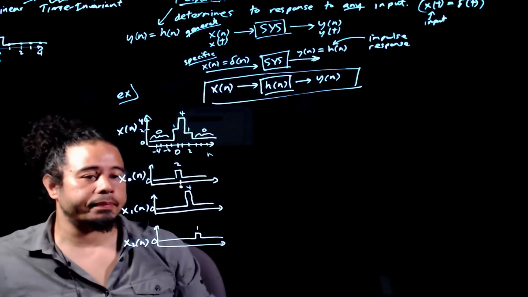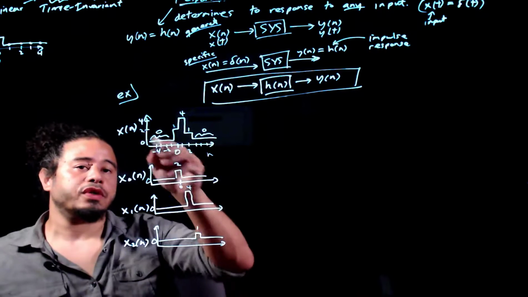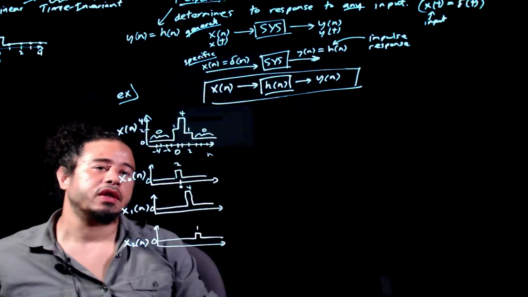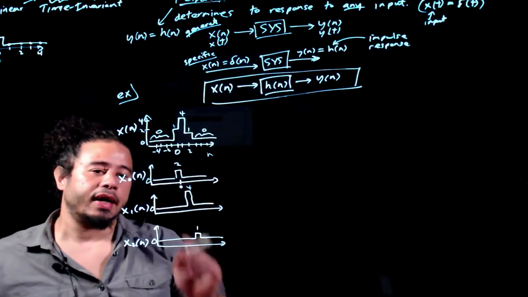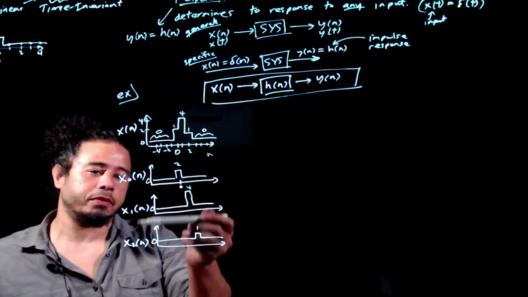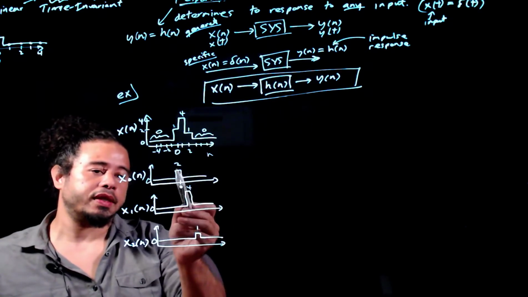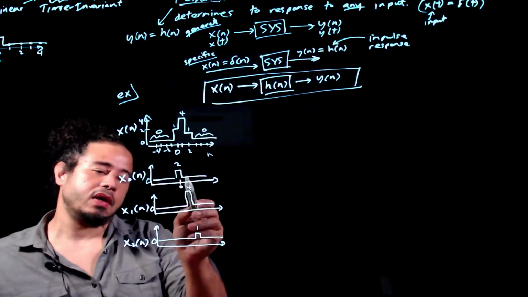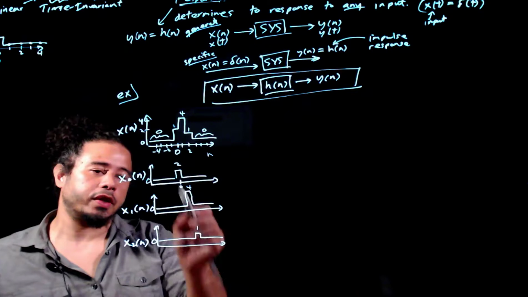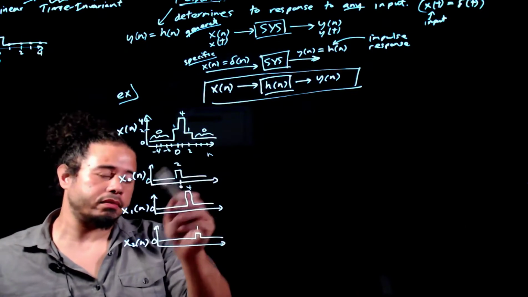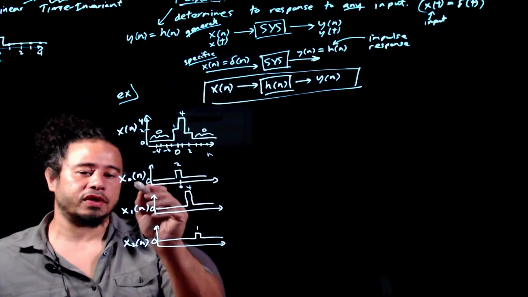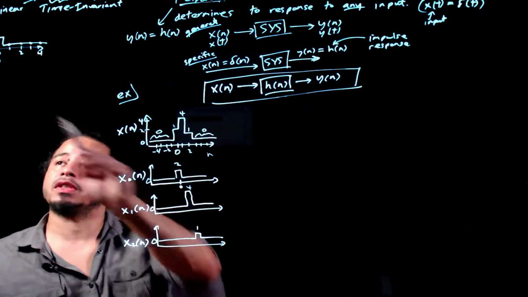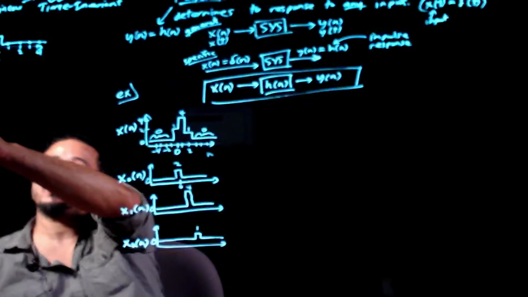Okay, and so we can take this x of n that has non-zero values at several different time points, and then break it down into the sum of components, each of which has a value only at a single time point. Okay, and these are just sort of shifted versions of one another, and more generally, these functions x0 of n, x1 of n, and x2 of n are scaled and shifted versions of this unit impulse.